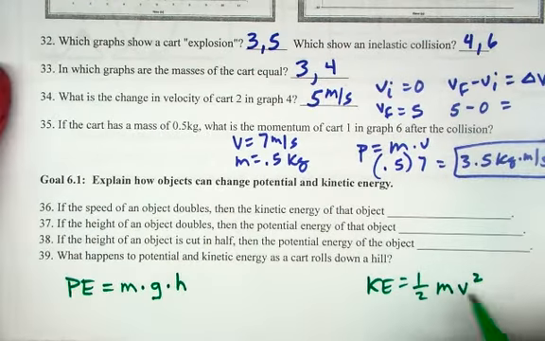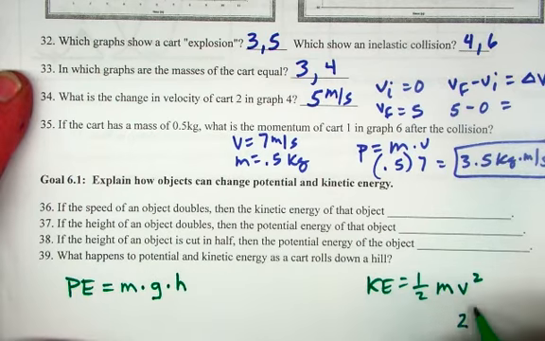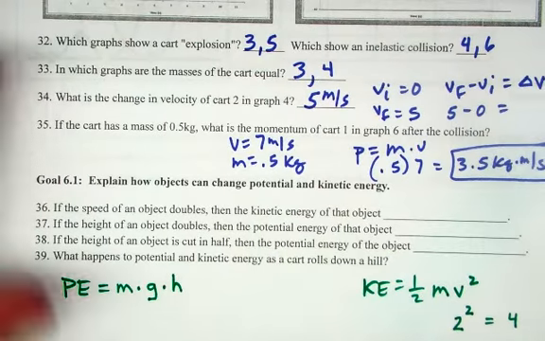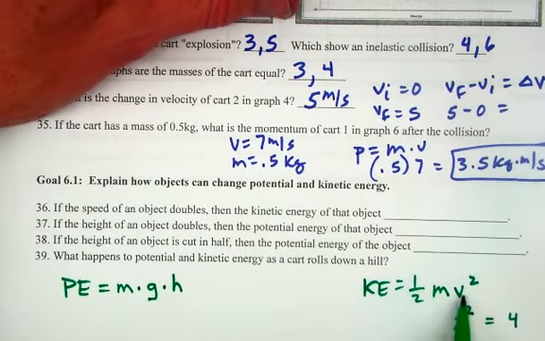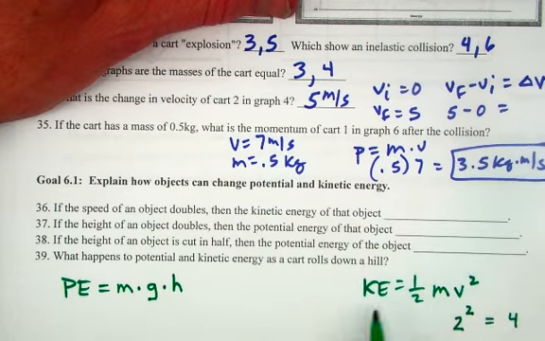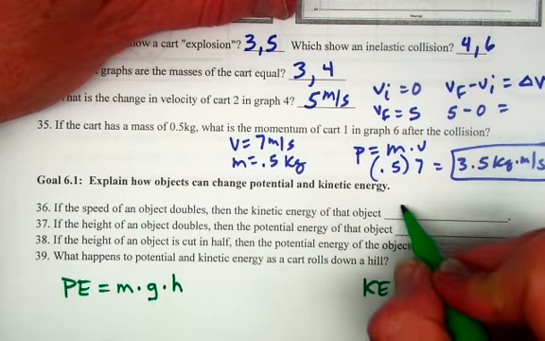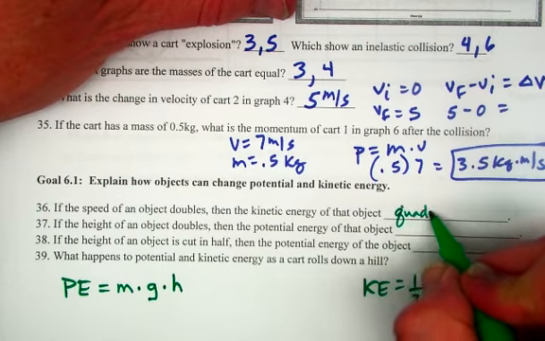We're going to double the V. So if I put a 2 in here and square it, you have to remember to square it, you end up getting 4. So what happens if you double the speed in the kinetic energy equation is that you're going to have 4 times more kinetic energy. So we would say quadruples.